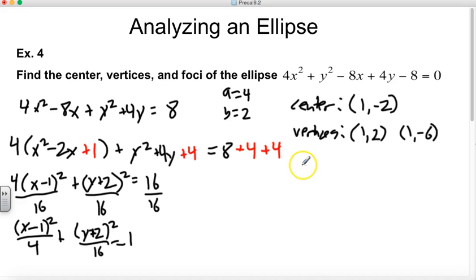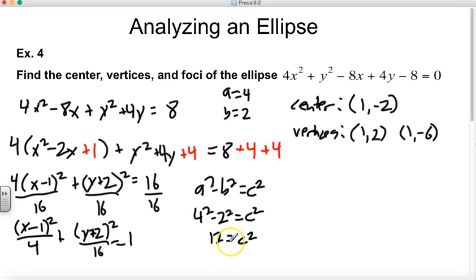Now we want to figure out the foci. Remember, the foci we get from C. Well, we don't know C. All we know are A and B. So you've got to use your formula, A squared minus B squared equals C squared to find C. So that's 4 squared minus 2 squared equals C squared. That's 16 minus 4, which is 12. So C is going to be the square root of 12, which simplifies to 2 square root of 3.